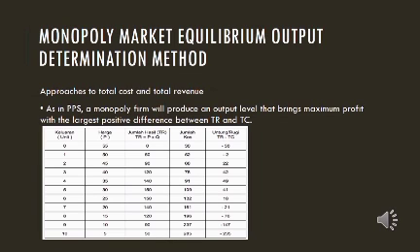Monopoly market equilibrium output determination method. Approaches to total cost and total revenue. As in the table, a monopoly firm will produce an output level that brings maximum profit with the largest positive difference between TR and TC.